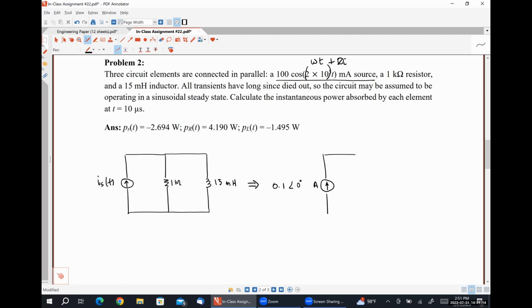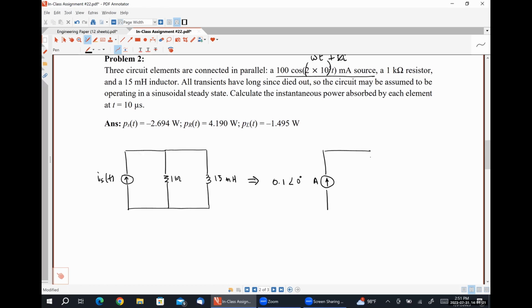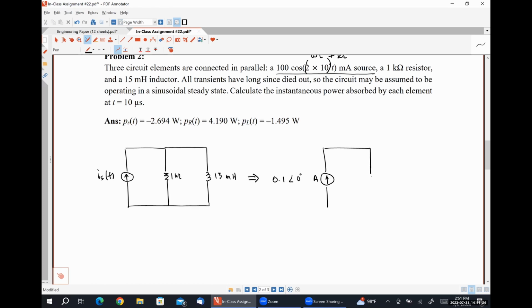So the bit being multiplied by t is always omega. All right. Now we have our resistance. Well, what's the impedance of a resistor? It would be 1 angle 0. Sure. I'm just going to leave it as 1 kilo ohm. Okay, yeah. The exact same thing, right? Purely real. What's the impedance of my inductor?